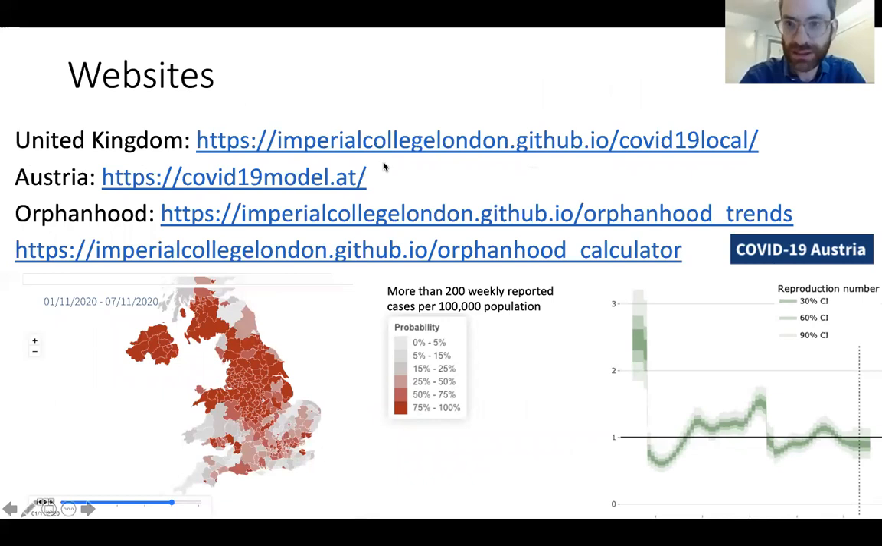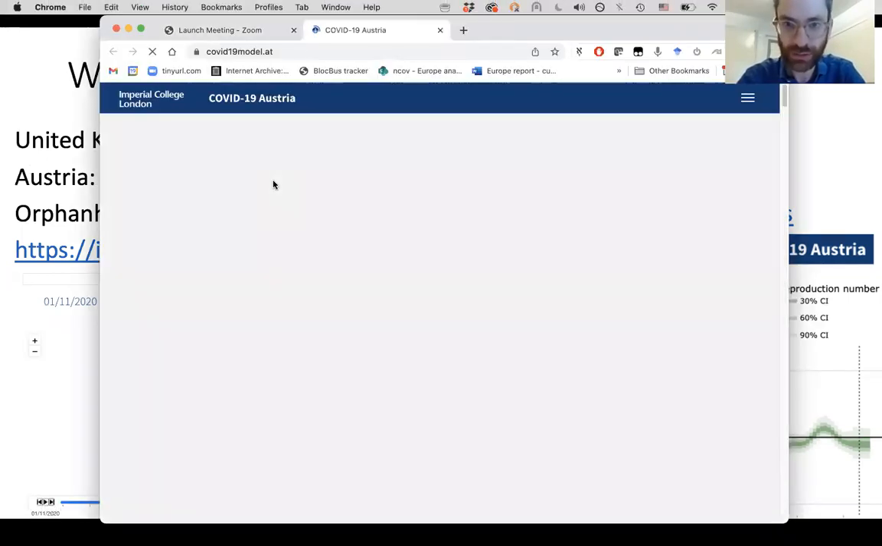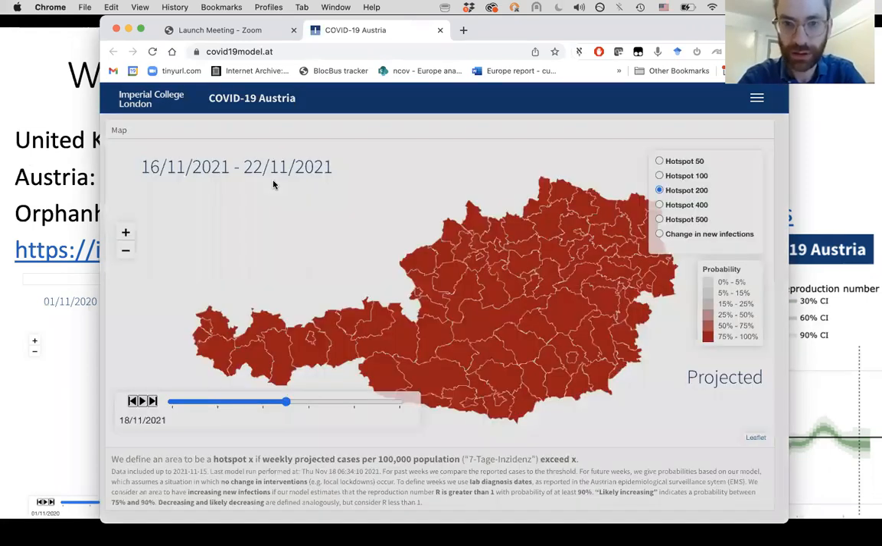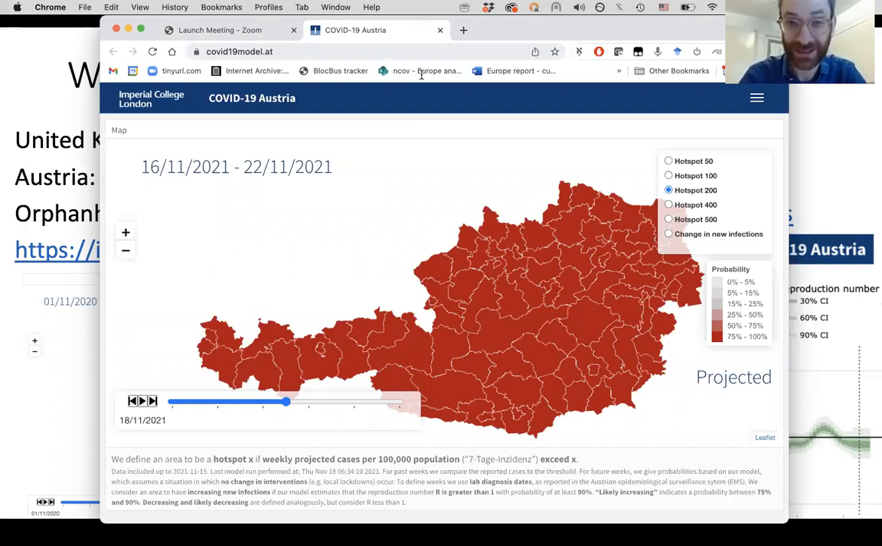Okay, so there are some websites. Let's click on Austria because that's the one built by a collaborator, and that one is interesting today. Austria announced a week ago a lockdown for unvaccinated people. It announced today a lockdown for everyone, and a plan to make vaccines mandatory.